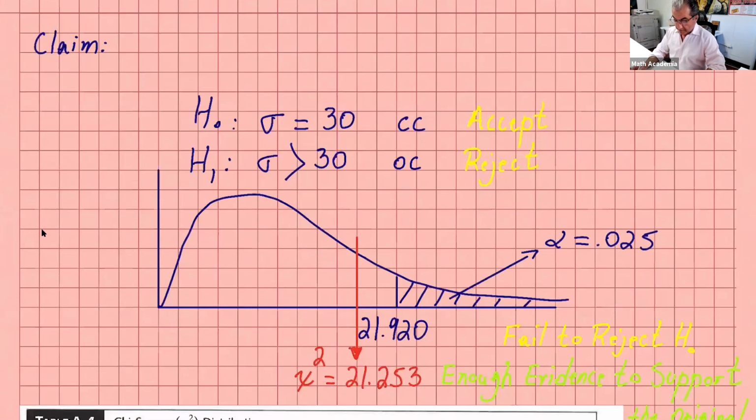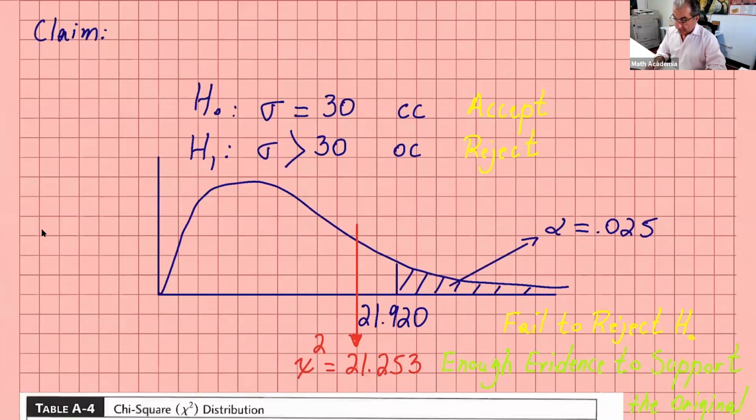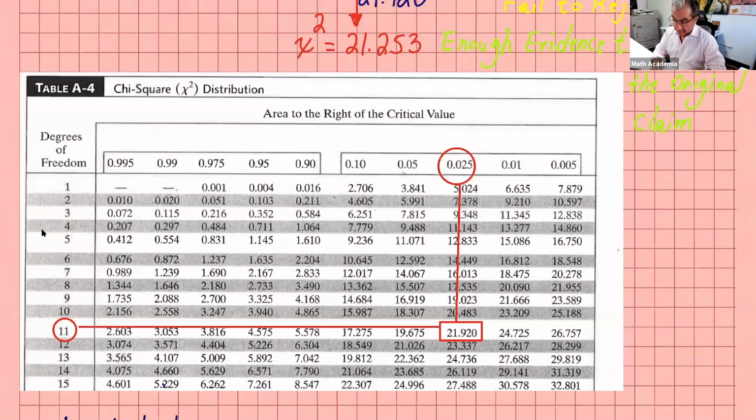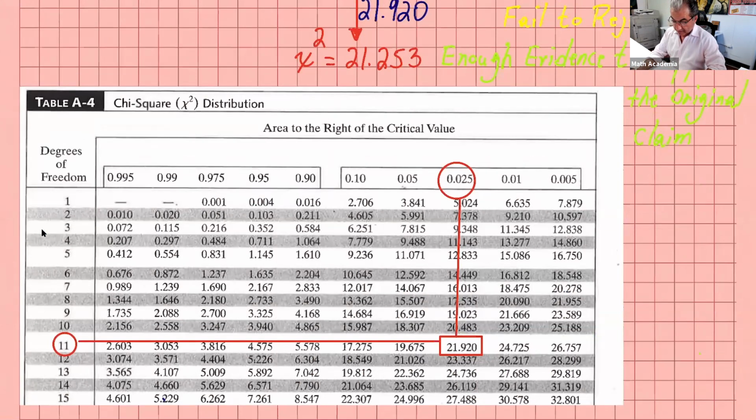So to find the critical value, we need this area, 0.025. No calculator for this, so I brought the table. 0.025, degrees of freedom are 11, so the number is 21.90. So that's the test statistics. No, that's the critical value.